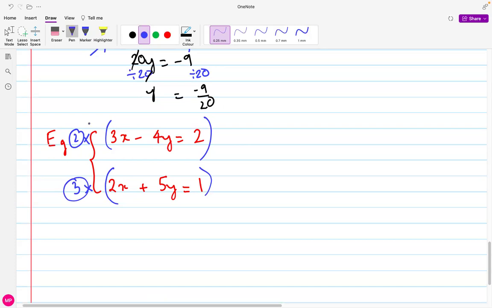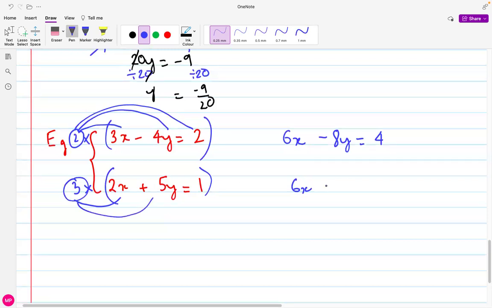2 times 3x, you're going to times everything here by 2. 2 times 3x is 6x. 2 times 4y is 8y. 2 times 2 equals 4, like that. Then you do the same here. 3 times 2x is 6x. 3 times 5y is 15y. And 3 times 1 equals 3. Okay, now you can see I have 6x and 6x here.